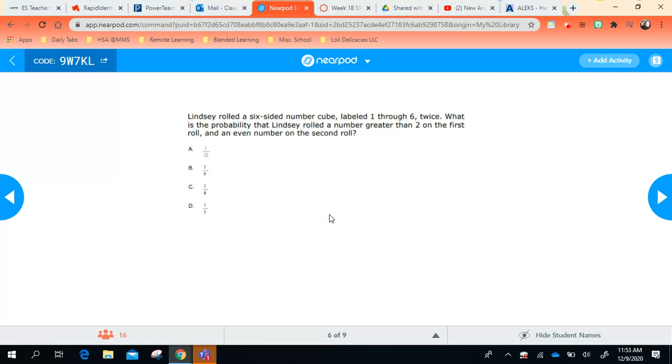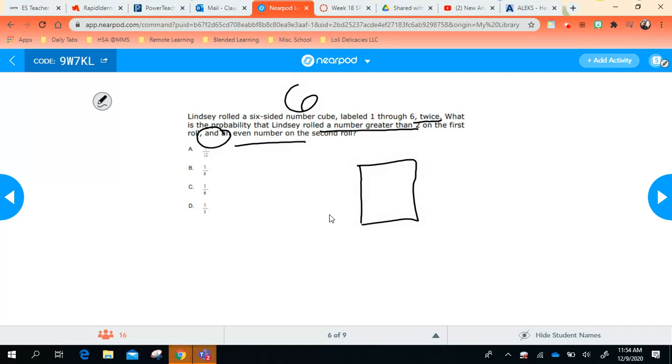Okay, Lindsay rolled a 6-sided number cube, labeled 1 through 6, twice. What is the probability that Lindsay rolled a number greater than 2 on the first roll and an even number on the second? How many total sides are on a number cube? 6 sides. So again, we're looking at what happened first and second. So we have our first probability fraction and our second. What does "and" represent again? Multiplication.